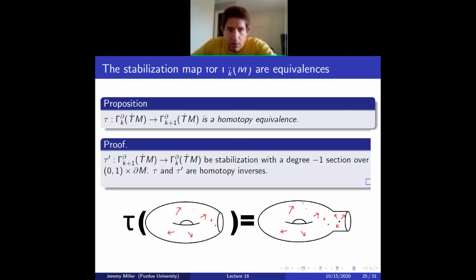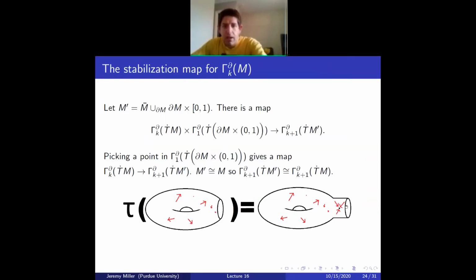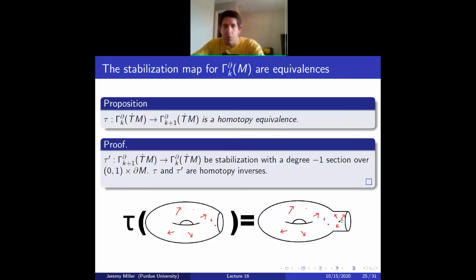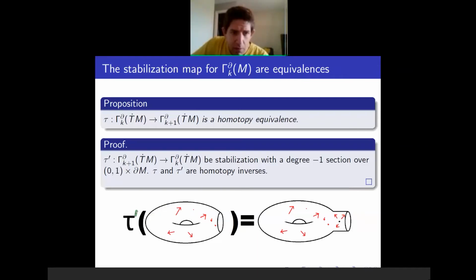Maybe I should say more. Here we're stabilizing by adding a degree 1 section, which you should think of as a bunch of arrows pointing inward, and here we have a bunch of arrows pointing outward. This is a picture of tau prime. And if you apply tau to this, now we stabilize by a degree -1 section, then a degree 1 section. So here the arrows go outward, here the arrows go inward.